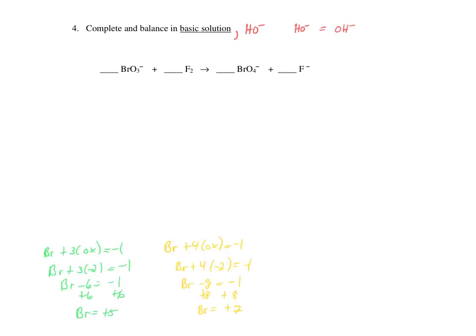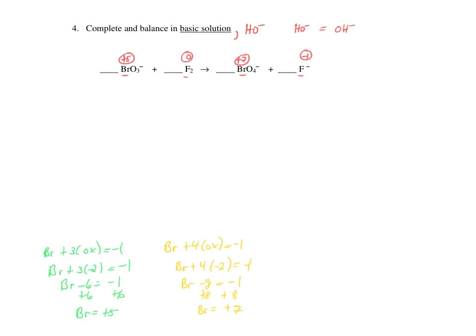Okay, so the first step is to determine the oxidation number of bromine and fluorine in the redox reaction. So this is shown down here. We see the oxidation number of bromine in these ions is +5 and +7. Fluorine here is in its elemental form, has an oxidation number of 0, and this is a monatomic ion. The oxidation number is equal to its charge.